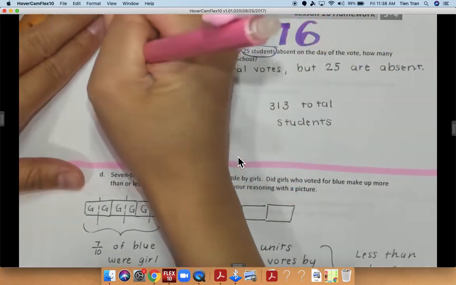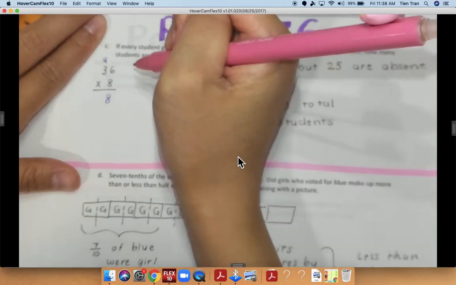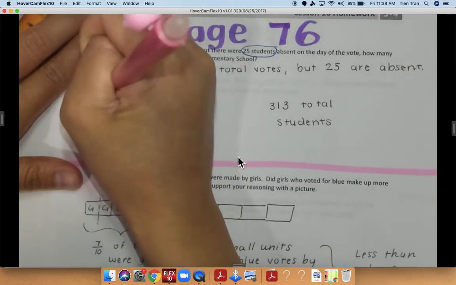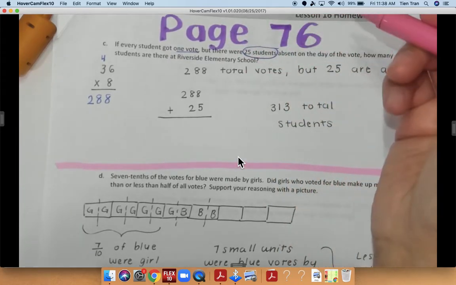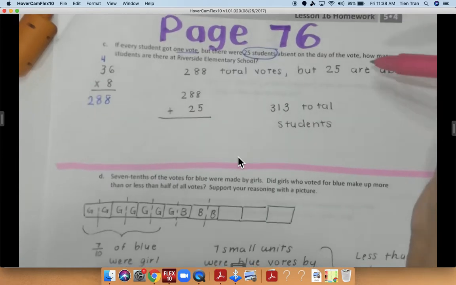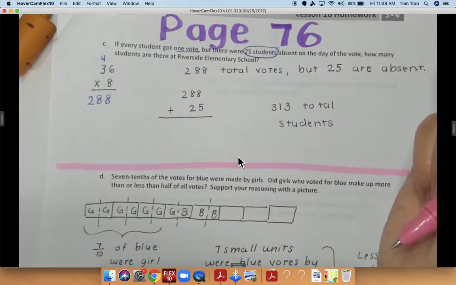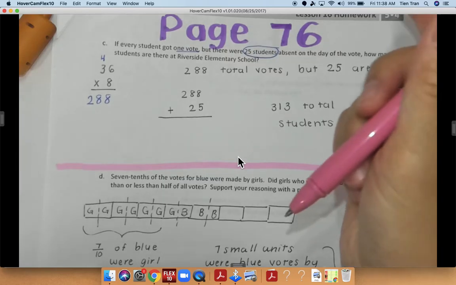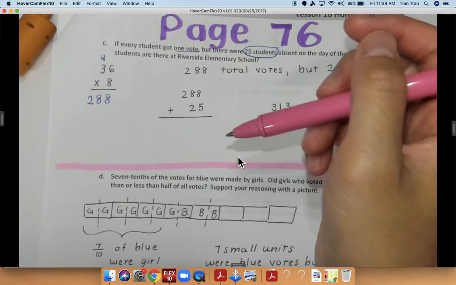6 times 8 is equal to 48. 8 times 3 is 24. 24 plus 4 is equal to 28. So I get 288. So 288 is the total votes, but 25 are absent. To figure that out, I need to subtract. I need to add. They want to know how many total votes there will be in all, so I'm adding.